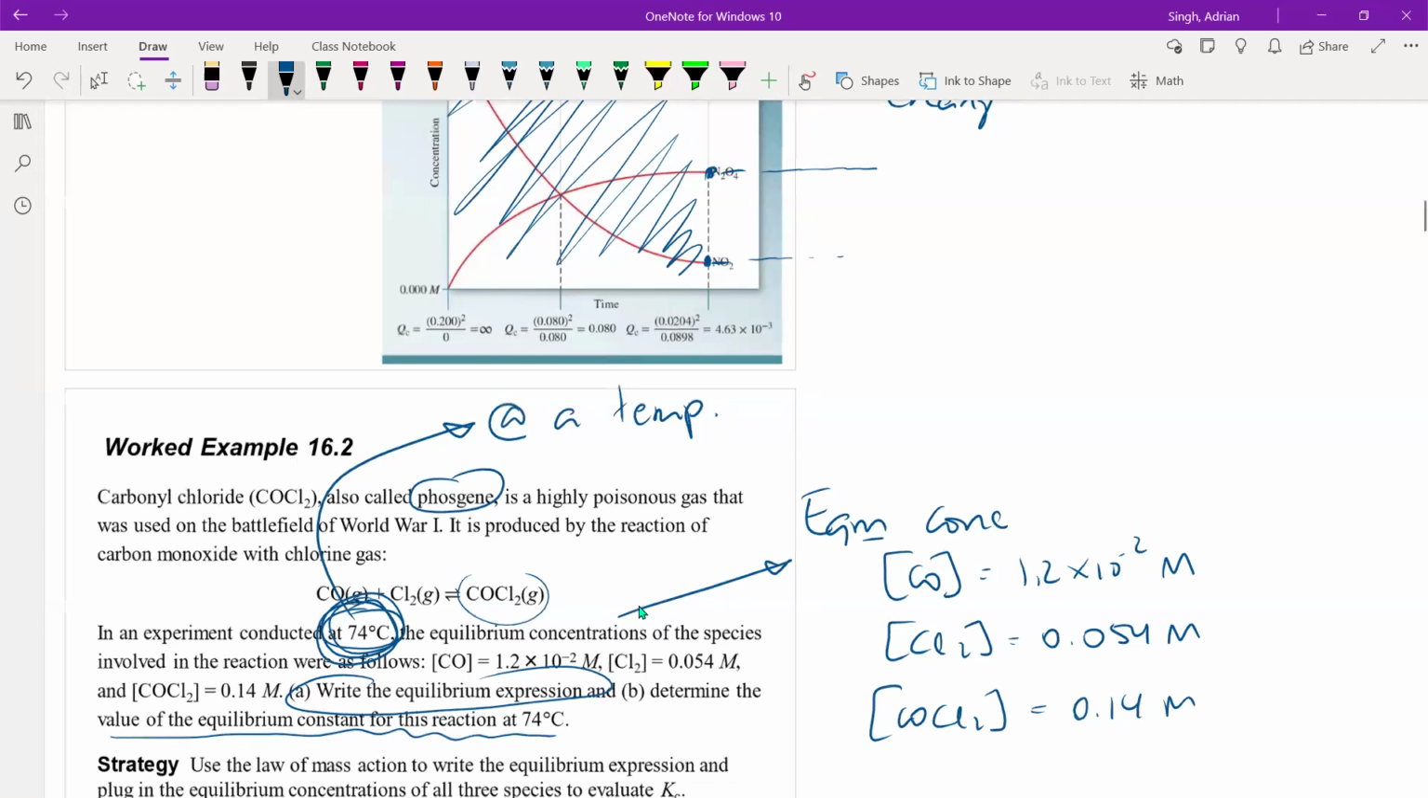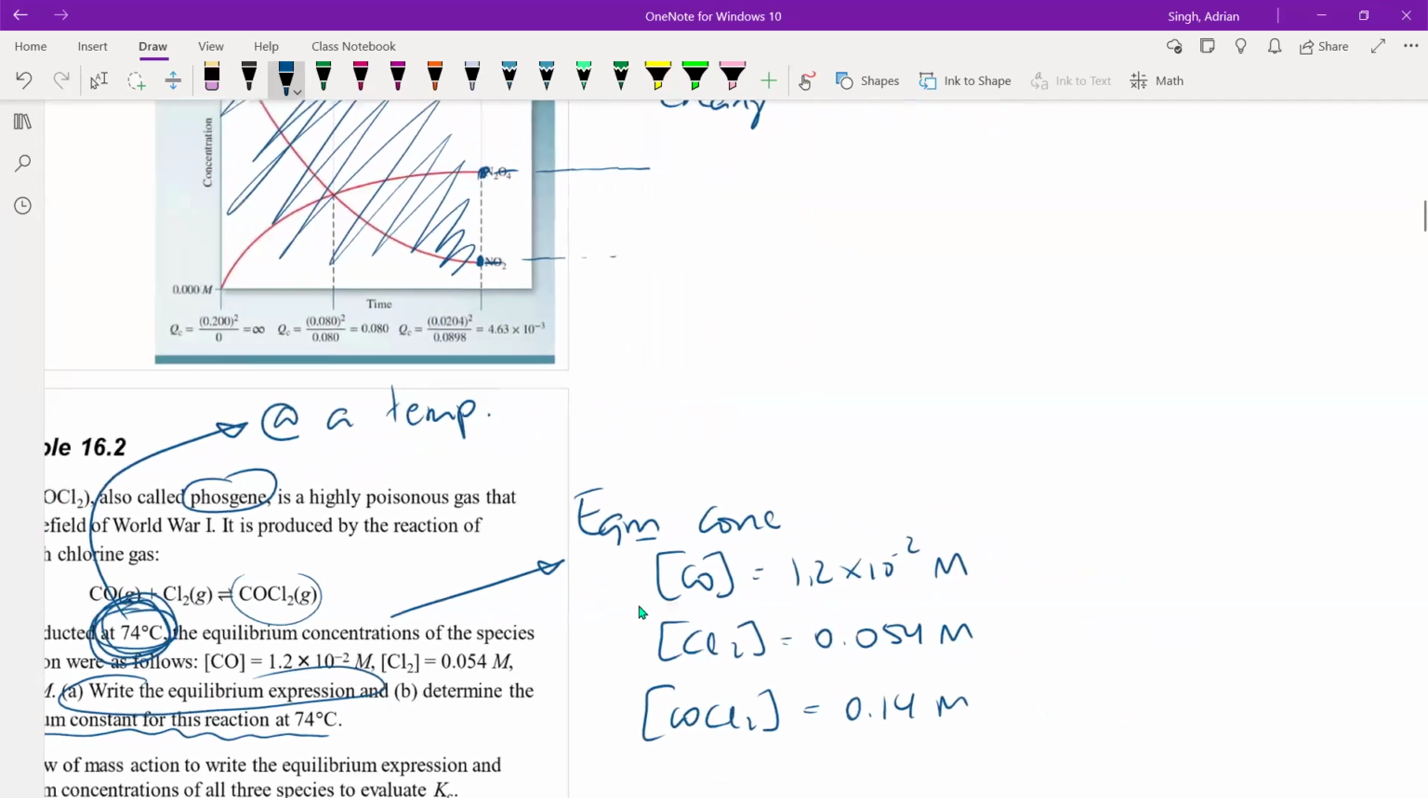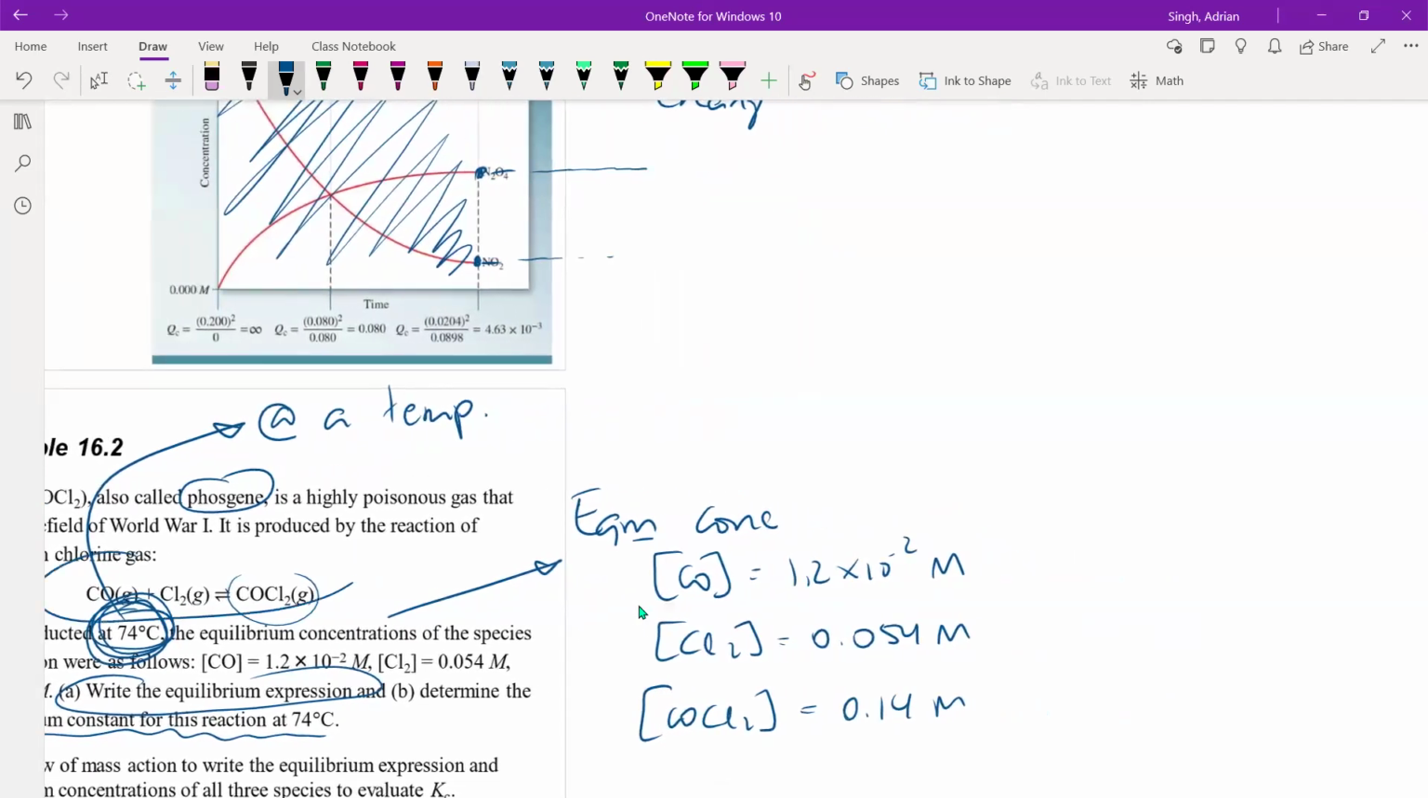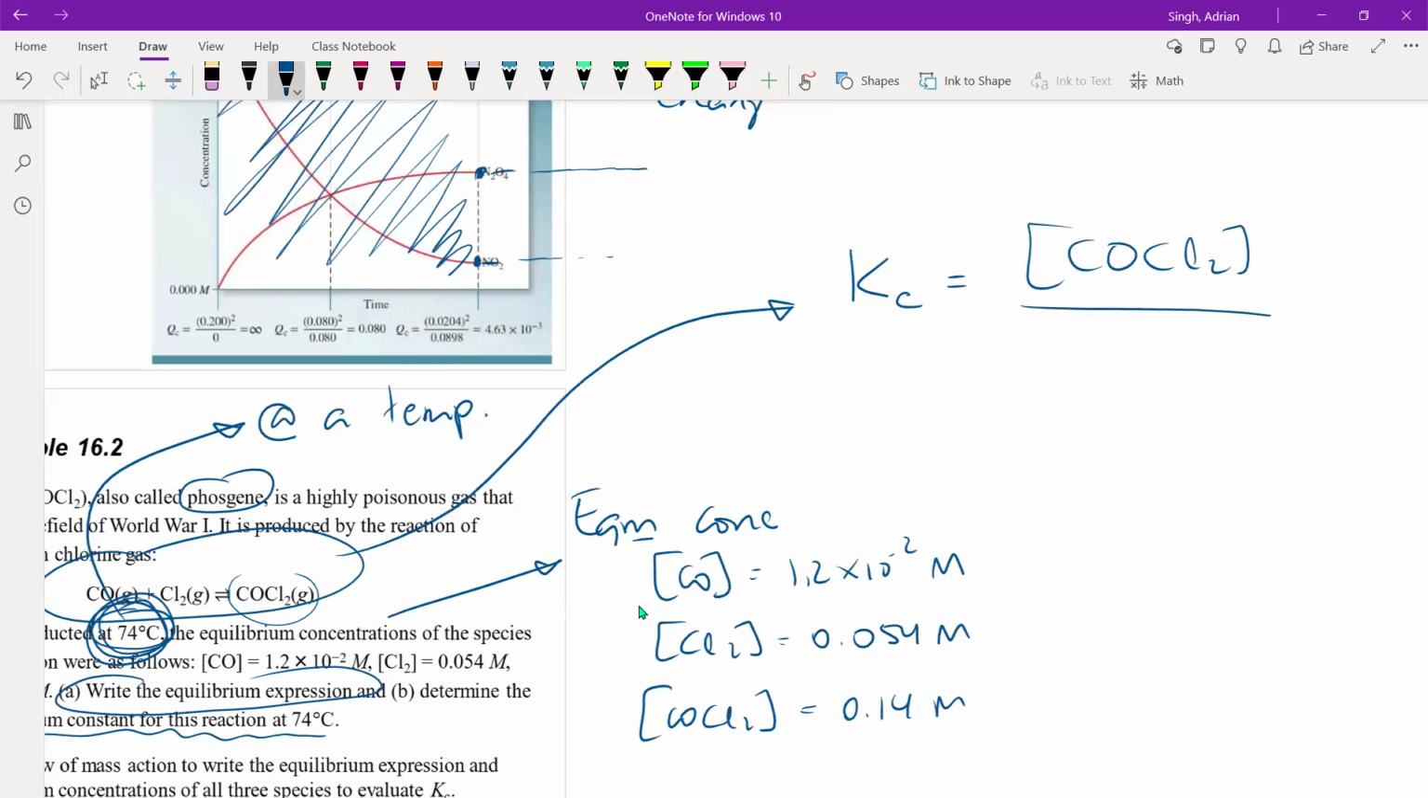So we have all of the information provided. We have our balanced equation. From this equation, we can write the equilibrium constant expression, the law of mass action, in other words. We have the product, COCl2. Its stoichiometric coefficient here is 1, so we don't need to put the 1 in, divided by the concentration of the carbon monoxide. Its coefficient is also 1, times the concentration of Cl2. Its coefficient is also 1.